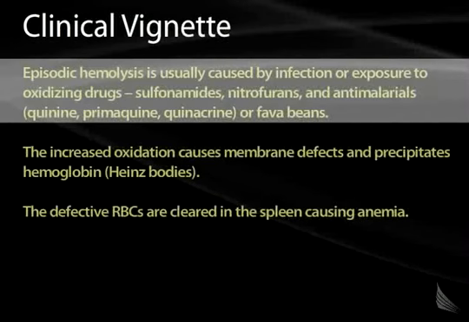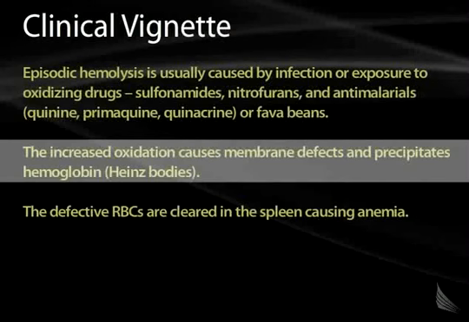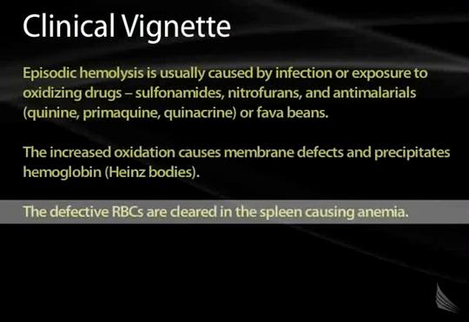So in this disease, you get episodic hemolysis, and it's usually caused by infection or exposure to some oxidizing drug, like sulfonamides or nitrofurans, or particularly antimalarial drugs like quinine, primaquine, or quinacrine. It can also be induced by the consumption of fava beans. The increased oxidation causes membrane defects and precipitates hemoglobin, and the Heinz bodies that you see in this disease are aggregates of hemoglobin which has been oxidized. The defective red blood cells are cleared in the spleen, and this is why you get an anemia in this particular disease.